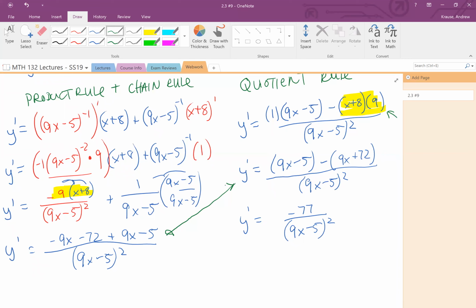But usually students in Calc 1, me included when I was taking Calc 1, find the quotient rule a little bit easier if you do have a fraction, just to keep everything kind of in order.